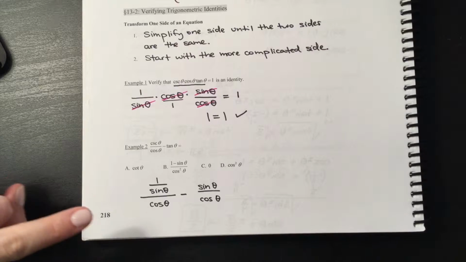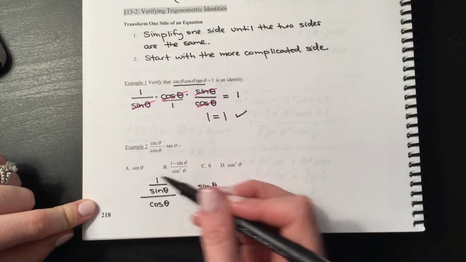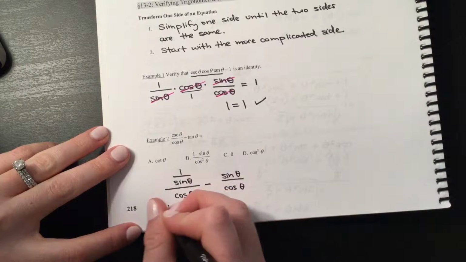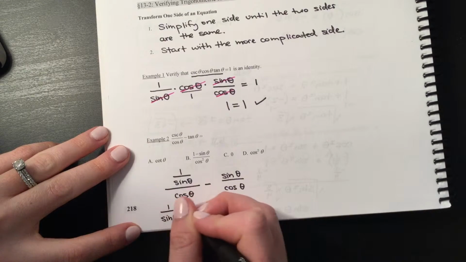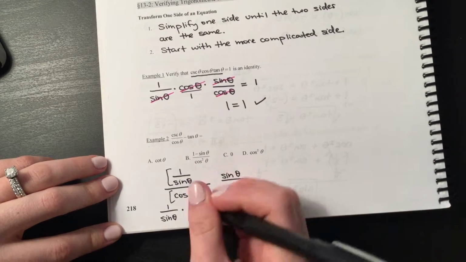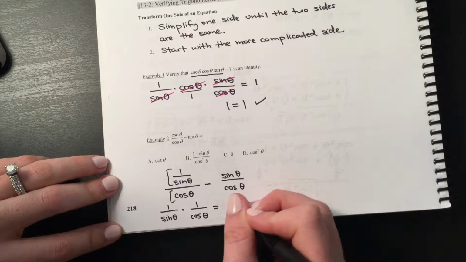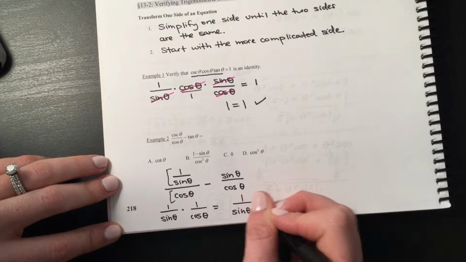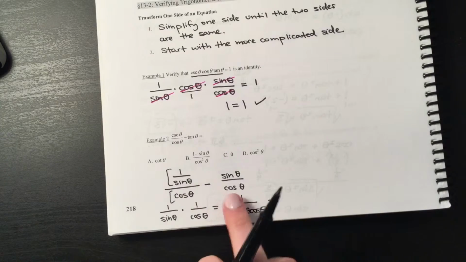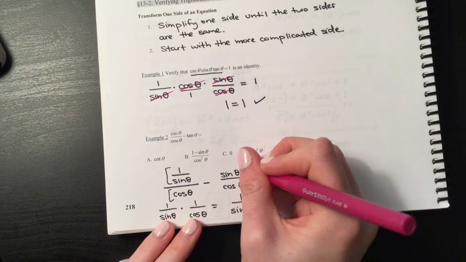Okay, so both of these things are over a denominator of cosine. So let's start with this left-hand piece right here. So this piece is 1 over sine, and then we divided it by cosine. So I'm going to rewrite that as multiplying by the reciprocal. So we're going to take this, and then instead of dividing it by cosine, we're going to multiply by its reciprocal. So that gives us 1 over sine times cosine. And then we're going to subtract this quantity right here. So currently this only has cosine as a denominator. This needs sine times cosine. So I'm going to multiply this by sine over sine.